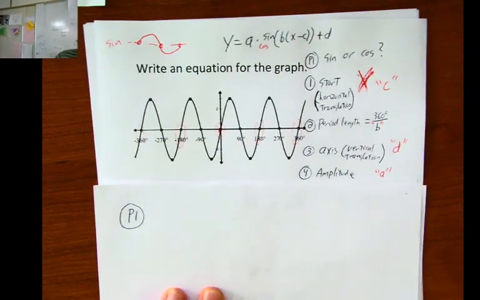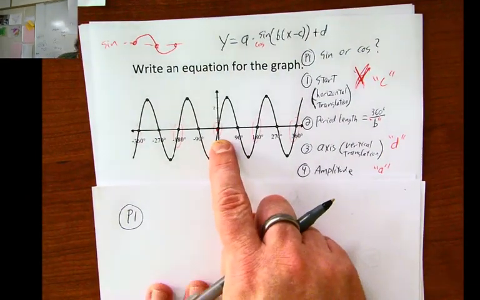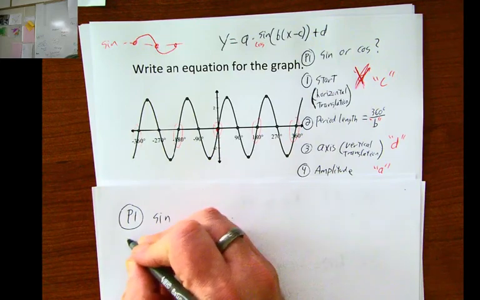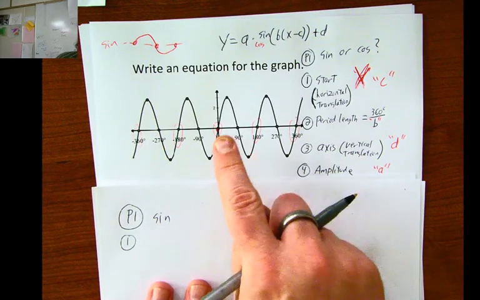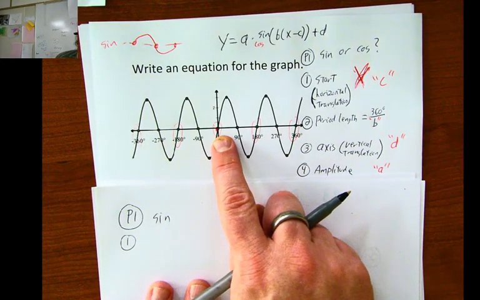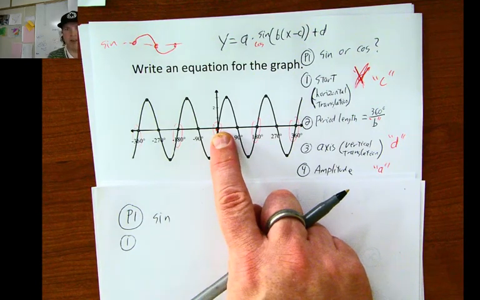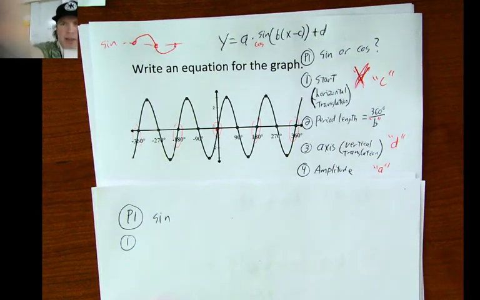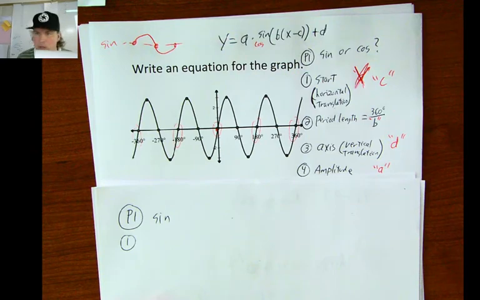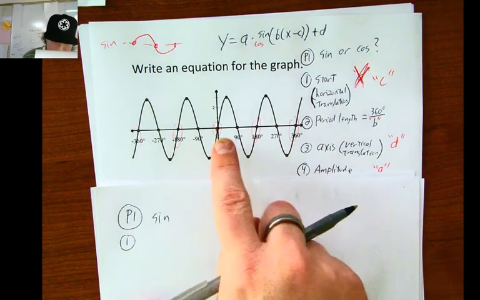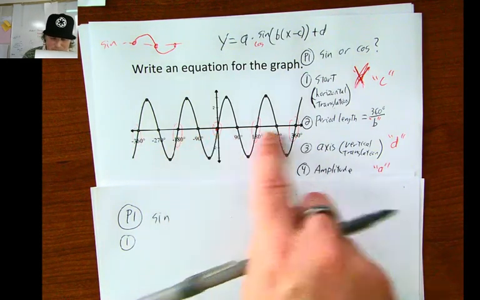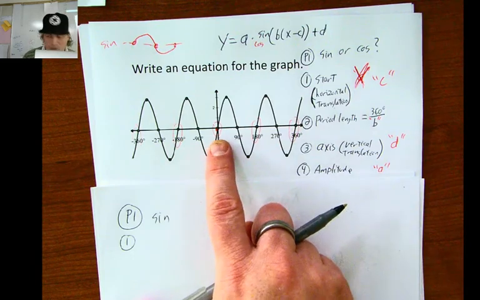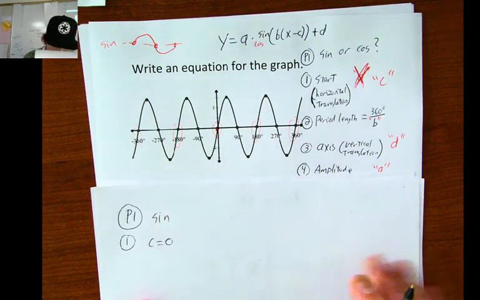Okay. Decide if you're going to do sine or cosine. Based off of what I was saying a minute ago, I'm going to do a sine graph. Then step 1: where does my graph start? I'm going to usually start as close to 0 as possible. So I could start at any one of these red circles I picked. I'm going to start here at 0, so C equals 0.